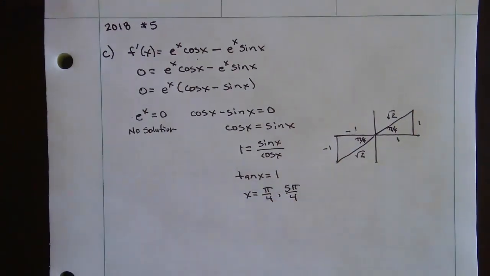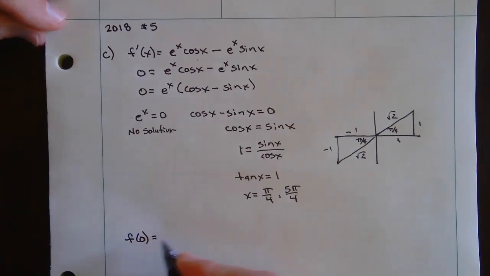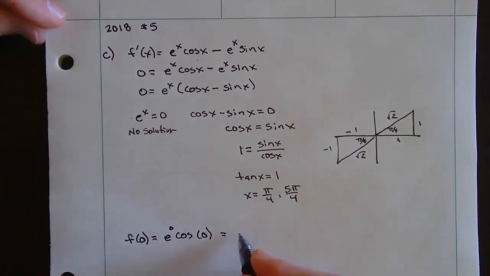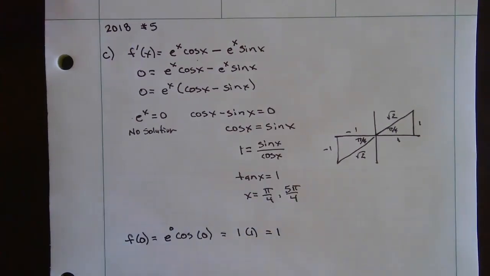Okay, so there's 4 candidates for which one could be the absolute minimum. It could be 0, it could be pi over 4, it could be 5 pi over 4, or it could be 2 pi. So we got to find f of 0. And that would be e to the 0 cosine of 0. Okay, so e to the 0 is 1. Cosine of 0 is 1. So this is 1 times 1, which is 1. So that could be the absolute minimum.